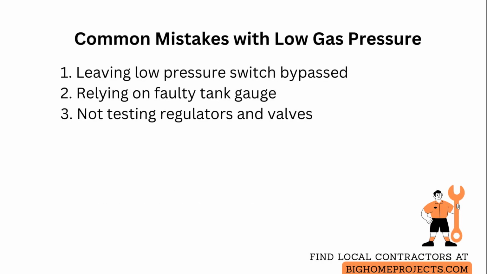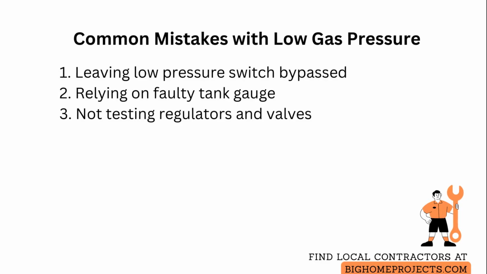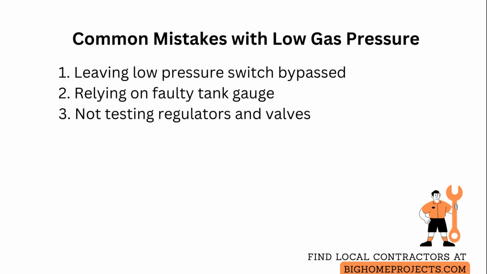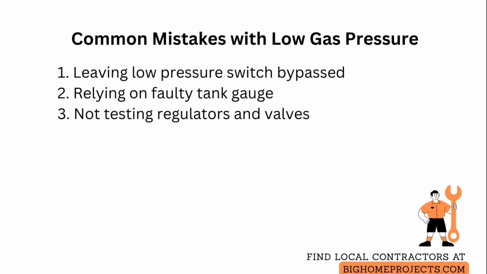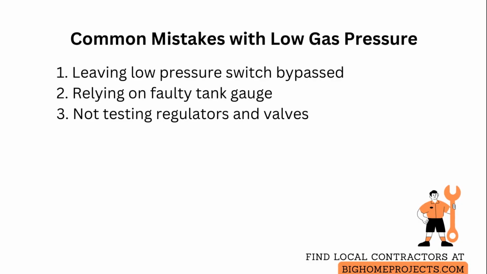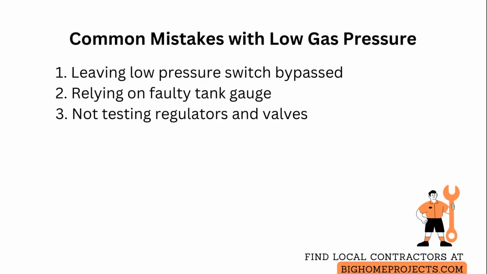Common mistakes include leaving a low-pressure switch bypassed as a quick fix, which removes a critical safety function, so never leave a bypass in place and reinstall or replace the switch right after testing. Another issue is assuming the tank has enough fuel when the gauge is faulty or not readable, so physically verify the tank level or swap with a known good supply before troubleshooting unrelated parts.